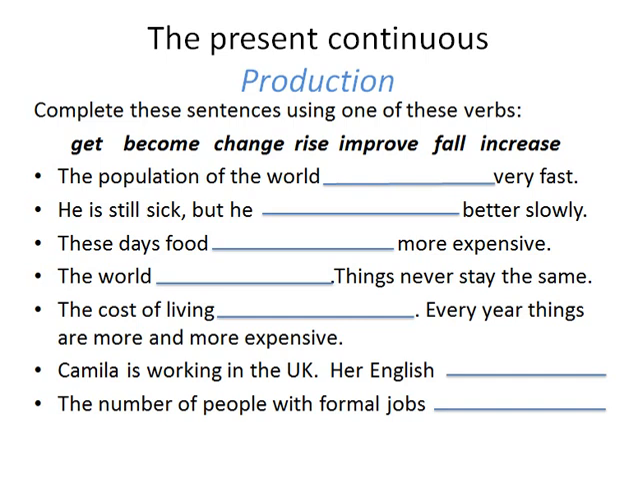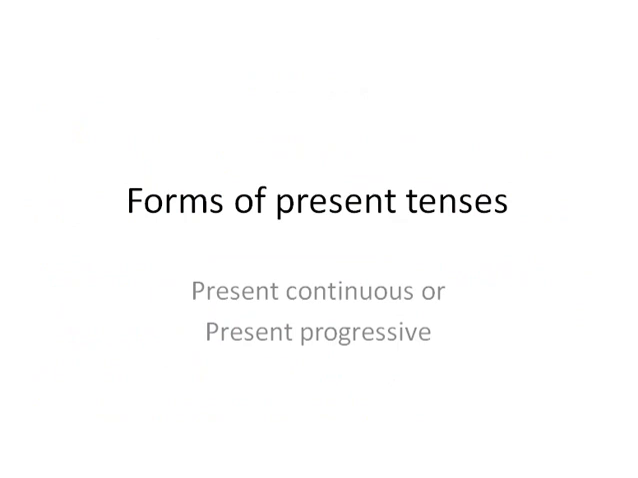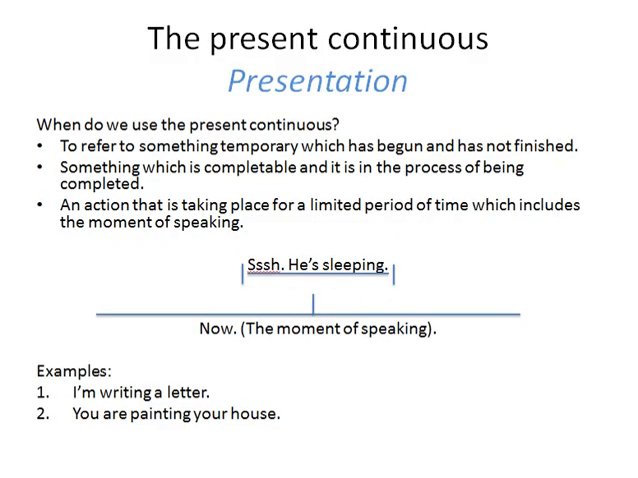So now, how is the process? I will start explaining forms of present tenses, present continuous or present progressive. The present continuous, presentation. When do we use the present continuous? We use the present continuous to refer to something temporary which has begun and has not finished. We use it as well to express something which is completable and is in the process of being completed.